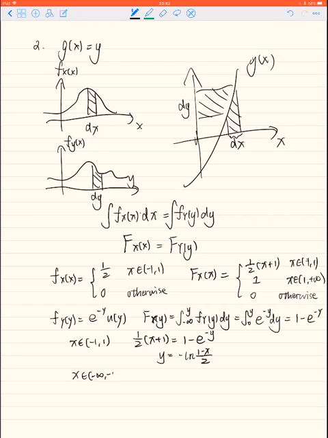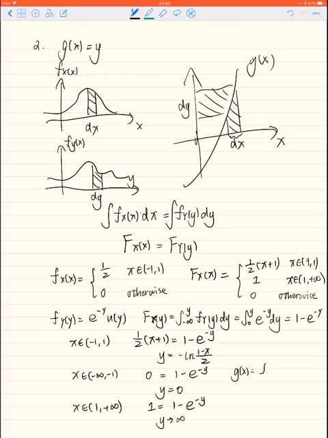When x is simply less than -1, we should get that 0 equals 1 minus e to the power of -y. In this case, y should simply equal 0. And when x is simply bigger than 1, we know that 1 equals 1 minus e to the power of -y. In this case, y should be infinity.